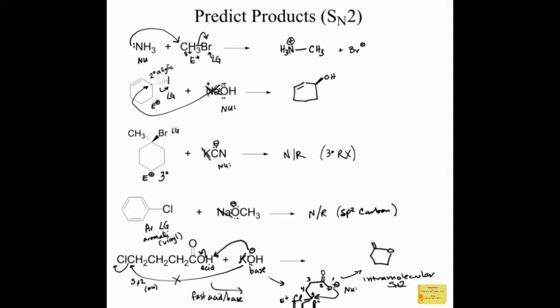So we could draw a very nice 5-membered ring. Oxygen is 1, 2, 3, 4, 5. And intramolecular reactions, SN2s in this case, are very favorable reactions. Very favorable, especially entropically, because we don't have to worry about bringing the nucleophile and electrophile together. They're already together. They're already tethered. So the likelihood that they're going to collide and react is very high. So these are very favored reactions.